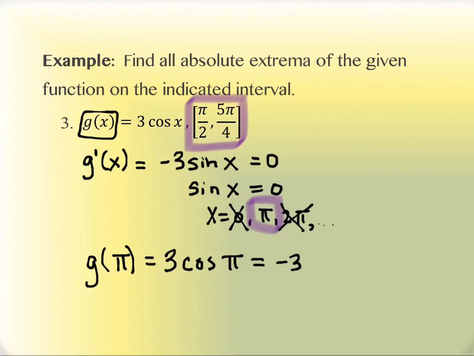Do you have a question, Darby? Why did you cross out, what was the one after pi? It was 2 pi, and I crossed both of them out because they weren't in this interval. Yeah, the only one that I wanted to do was the one, or the ones, if there were more than one, that happened to be in the interval.